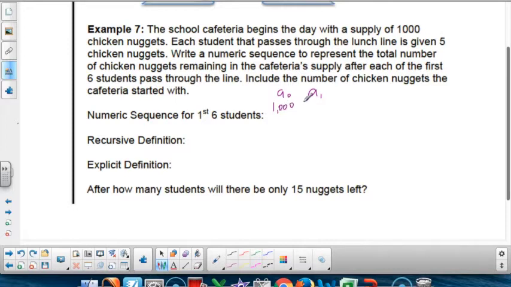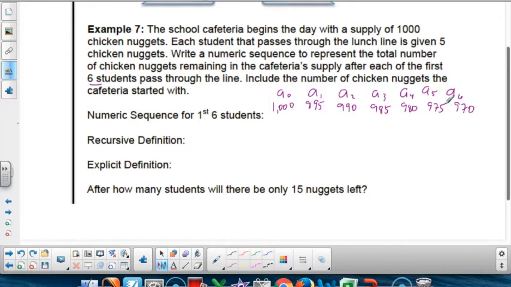So after student number 1, I've got 995 nuggets, right? Because I've subtracted 5. After student 2, I've got 990 nuggets because I subtracted 5. I'm going to go all the way to student 6 because it wants the first 6 students to pass through the line. So I'm going to go 985, 980, 975, and 970. So after the 6th student has passed through the line, I've got 970 nuggets left.